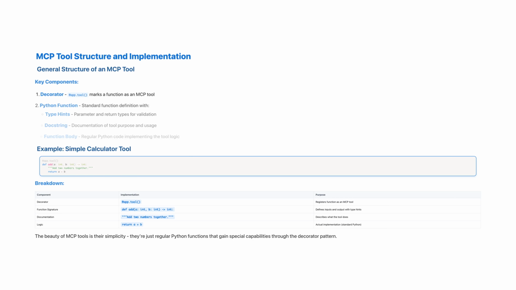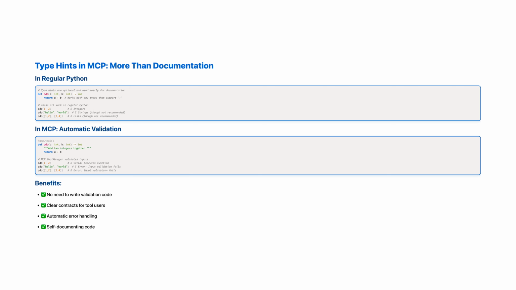Let me show you. Say we want to create a simple calculator service. You'd just do something like @app.tool and then define a function def add(a: int, b: int) -> int, with the logic, return a + b. That's it. The decorator registers your function with the tool manager behind the scenes, making it available to any AI that connects to your server. It's literally that simple.